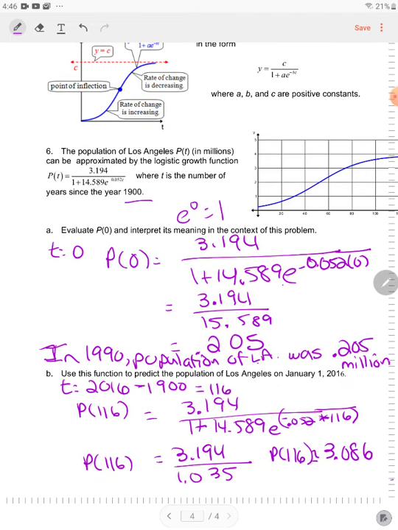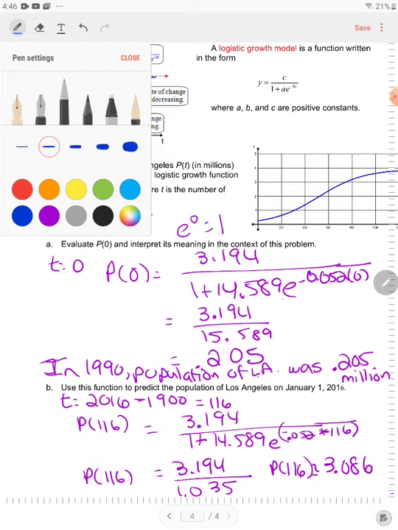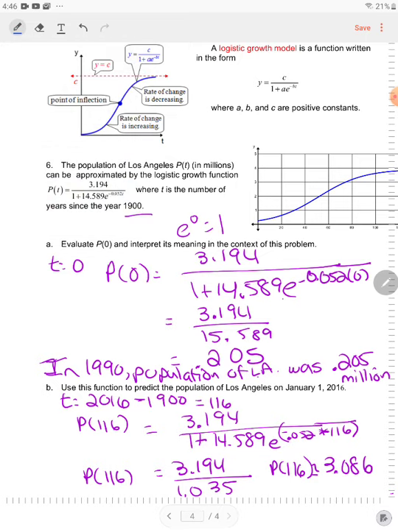Okay, let's write that in a different color so you guys can see that. We'll go to blue again. Population in 2016 was 3.08 million. And this is based on this equation here.